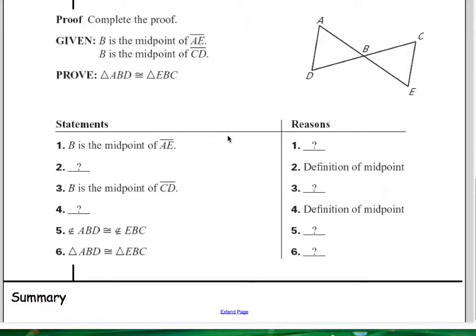Here we have more proofs. So far we haven't seen a picture that looks like this one, but this is a very, very common picture for when we're doing proofs. This picture I always refer to as a bow tie picture because it looks sort of like a bow tie. In this picture that looks like a bow tie, you have touching triangles.